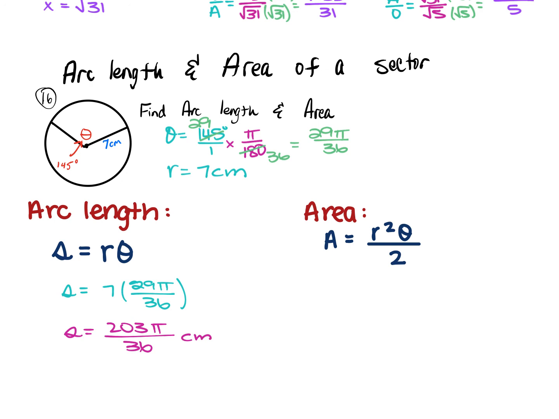So when you do this, it may or may not tell you. If it tells you to keep your answer in terms of pi, you can leave it like this. However, if it tells you to round your answer to the nearest unit, you're going to want to actually use your calculator and simplify this.